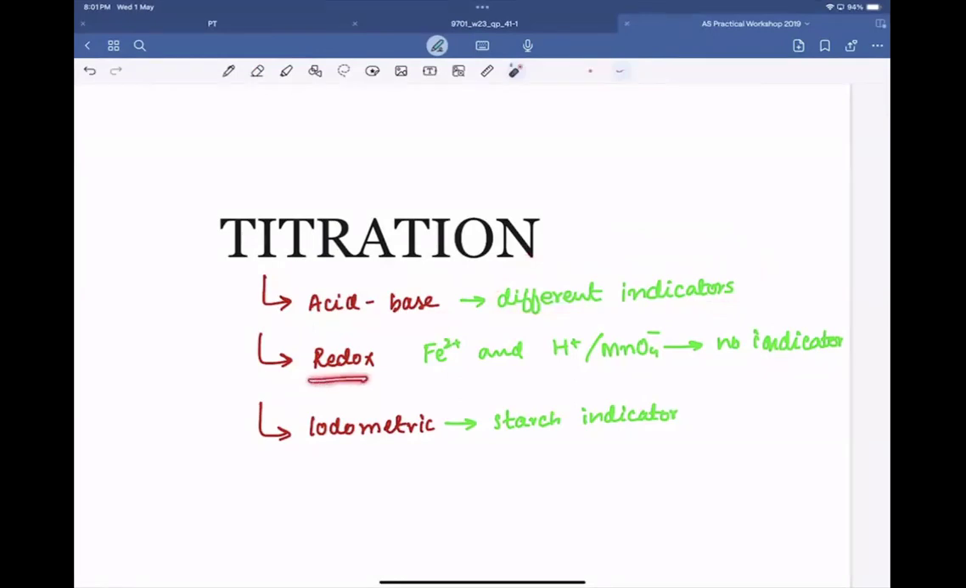The other one is a redox titration in which normally iron 2 positive ions are used and it is titrated with acidified potassium manganate. In this, iron is oxidized to iron 3 positive. As it is a colored solution and it changes color, there would be no indicator used over here. And then we have an iodometric titration in which starch is the indicator.